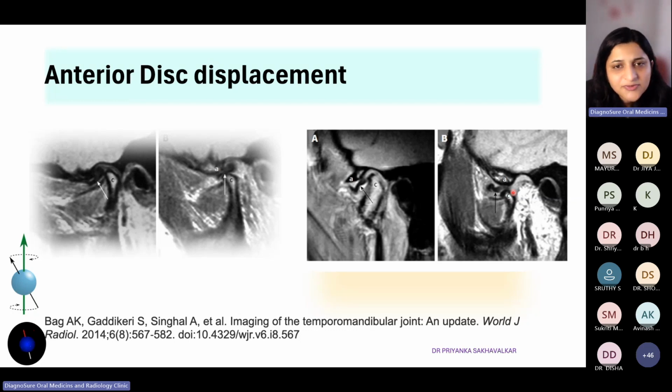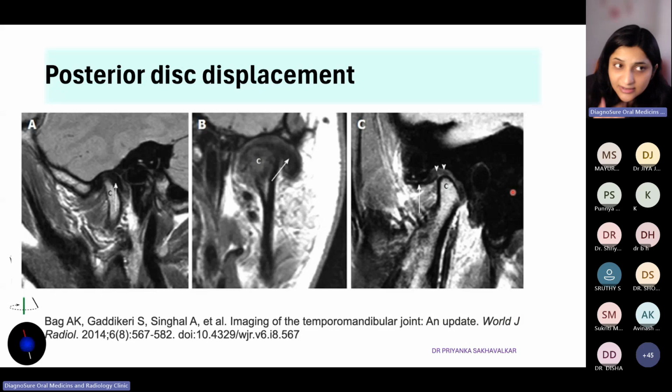This we can diagnose with MRI as the disc is clearly seen. Now there are other types of disc displacements also. It is not only anterior disc displacement. Here, this is posteriorly placed. This is posterior displacement. This is the coronal proton density image, and we can see the disc is positioned laterally in this. So this is lateral disc displacement.